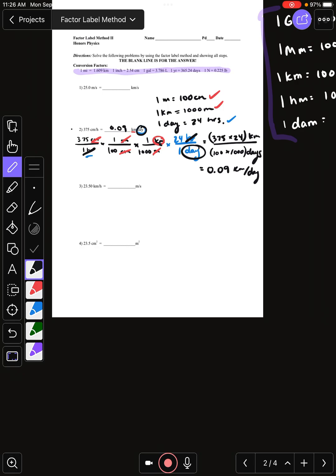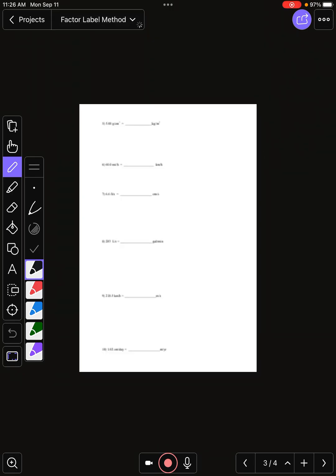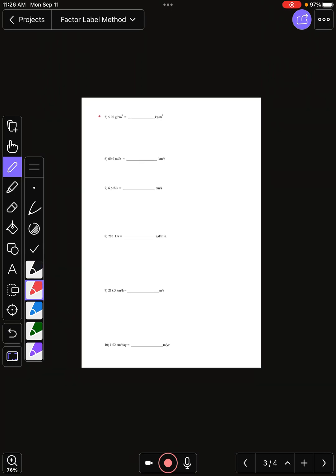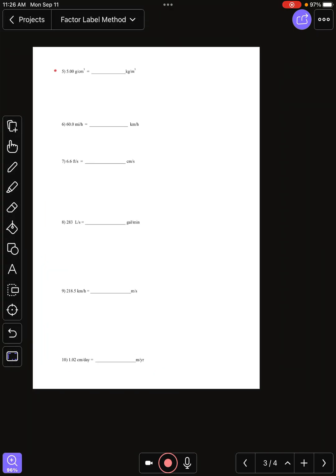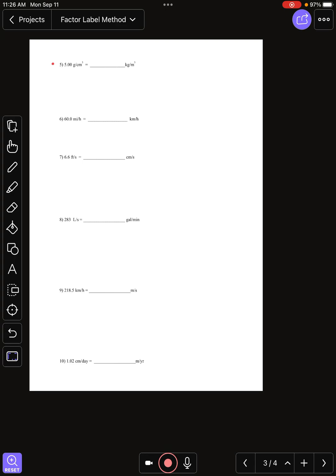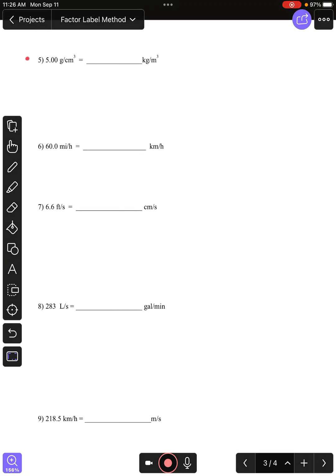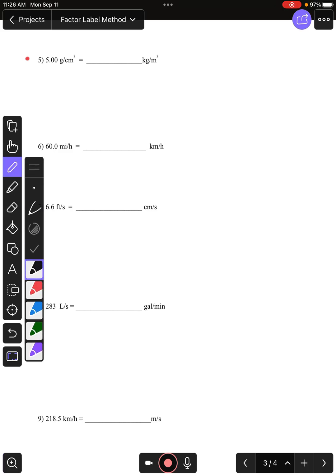Let's not do 4 because I did one like 4 at the bell, but let's do number 5. I just want to blow this up a little more. There we go. We have 5 grams per centimeter cubed, 2 kilograms per meter cubed. For this one, I'm just going to use what I have memorized from that little chart on the front.